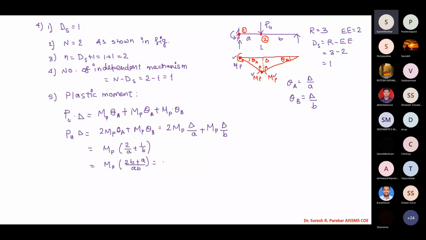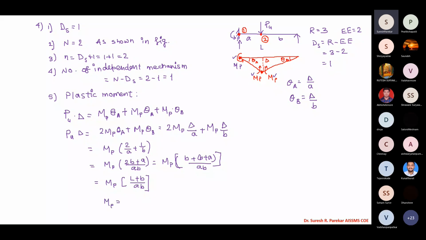Now again we can solve it. MP in bracket B plus A, because this A plus B becomes L, upon AB, and then we will get it as MP into L plus B upon AB. And from this we will get MP is equal to PU AB upon L plus B.